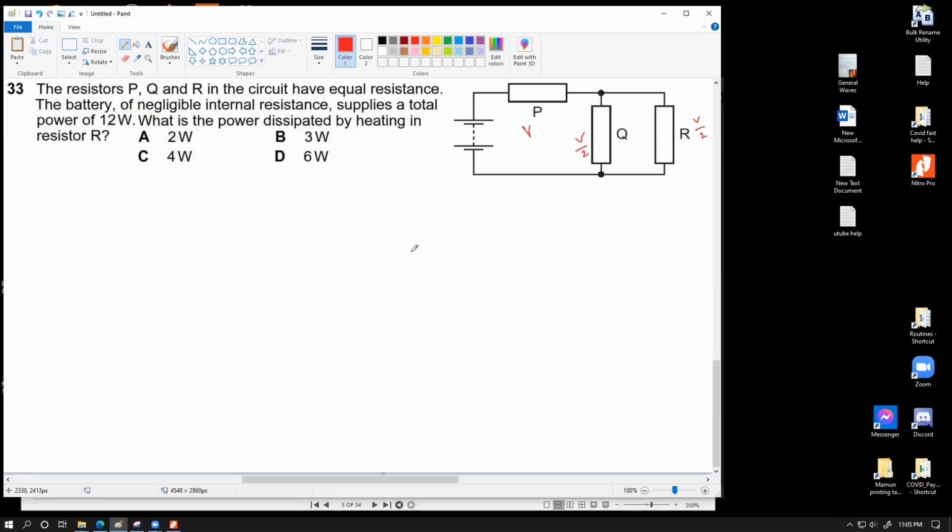Yes, sir. এটা কেন হবে? Why should this happen? Sir, split. Q আর R এর কম্বাইন্ড রেজিস্ট্যান্স P এর রেজিস্ট্যান্স এর হাফ, তাই জন্য ভোল্টেজ এর শেয়ার হাফ পাবে। Zarif is absolutely correct. That is exactly what I was gonna say.